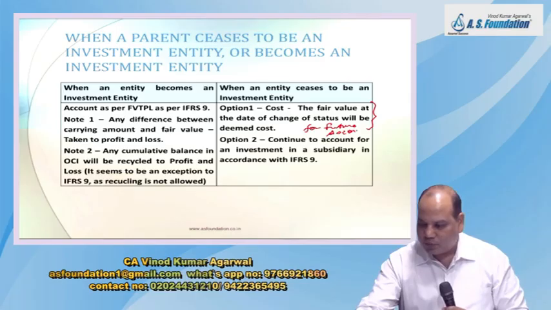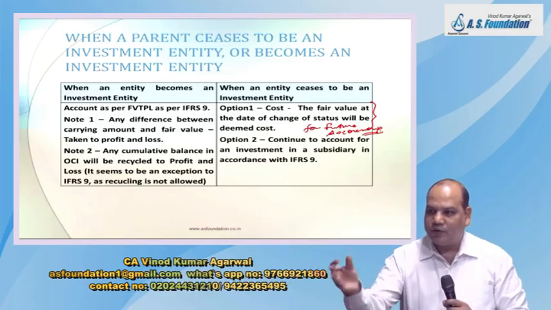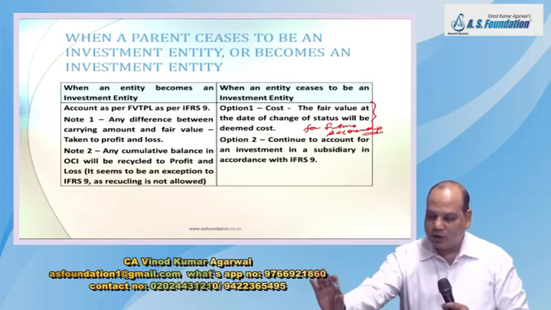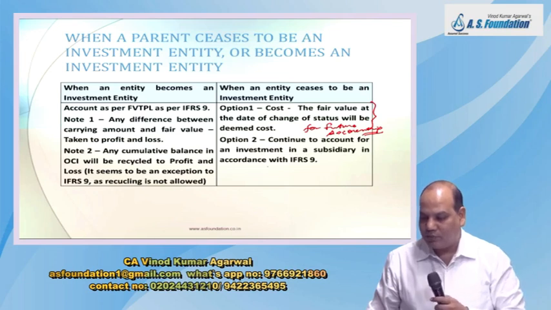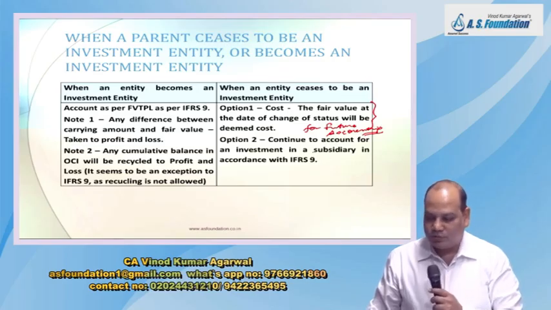So you don't have to go back and find out what was the cost originally and then the difference. Ignore everything. Whatever is the fair value today on the date of change in status, that is the deemed cost. An option to continue to account for an investment in subsidiary in accordance with IFRS 9. So you can continue with the FVTPL model. You can continue with the FVT OCI also.